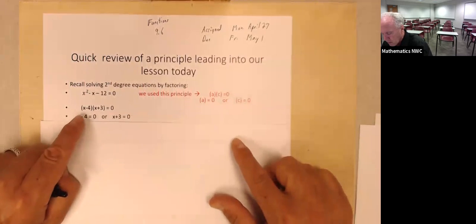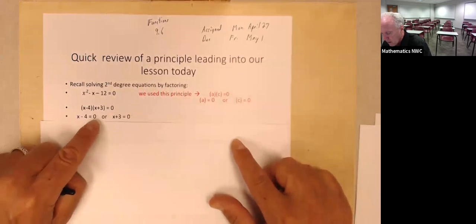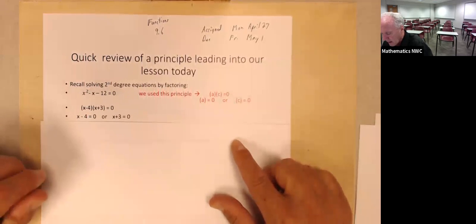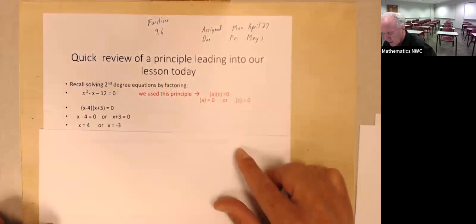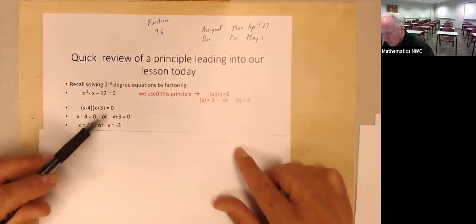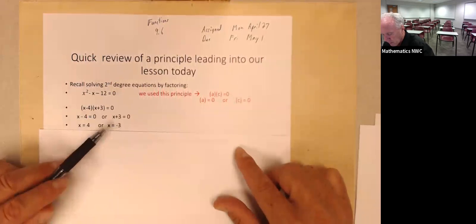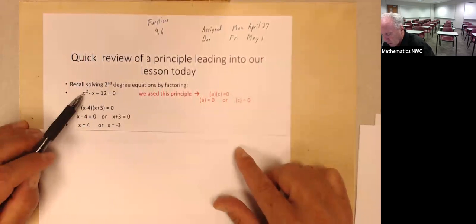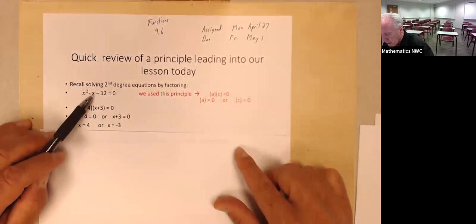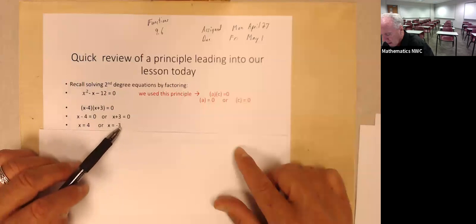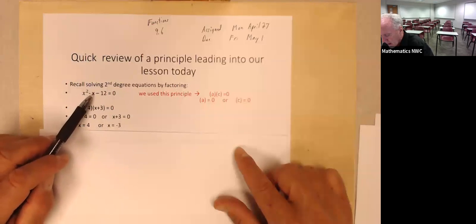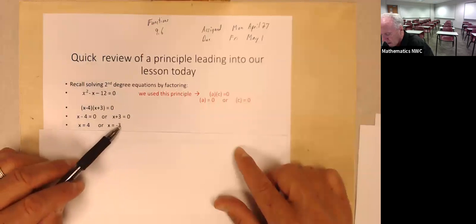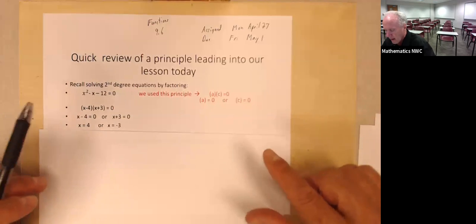We say the first factor has to be 0, or the second factor has to be a 0. And then we solve each of those for x. And we get x equal to 4, x equal to a negative 3. You can check them out. 4 squared is 16. 16 minus 4 minus 12 works. If I put a negative 3 in here and square, I get 9. Minus a negative 3 is plus 3. 9 plus 3 is 12. Minus 12 equals 0. Both answers work.